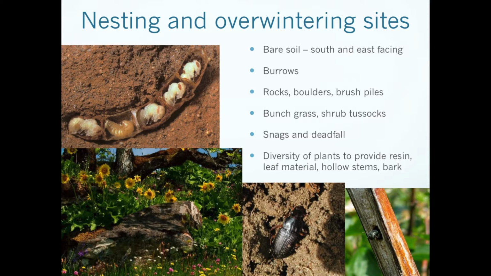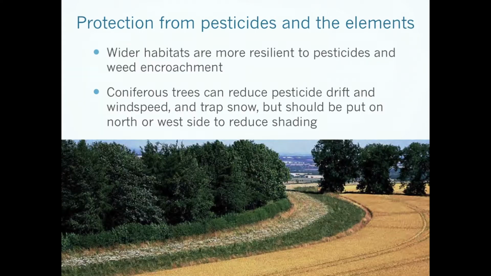And another example, bumblebees will form little colonies in abandoned rodent burrows or underneath bunch grasses or piles of rocks or something like that. And then protection from pesticides and the elements. So in general, if you can create wider habitats, they're just more resilient to pesticide drift and weed encroachment from the adjacent lands.